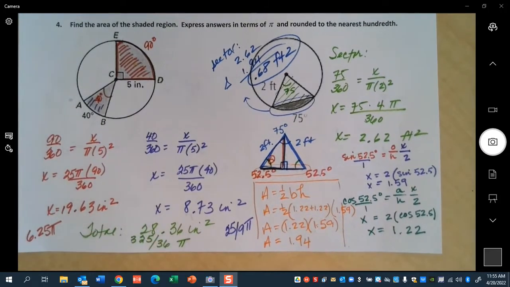Here's why we love geometry. In one problem, we can review Unit 8, area of polygons. We can review Unit 7, right triangle trigonometry, all while teaching you about Unit 9. Do I have that right? Circles. So cool, right?